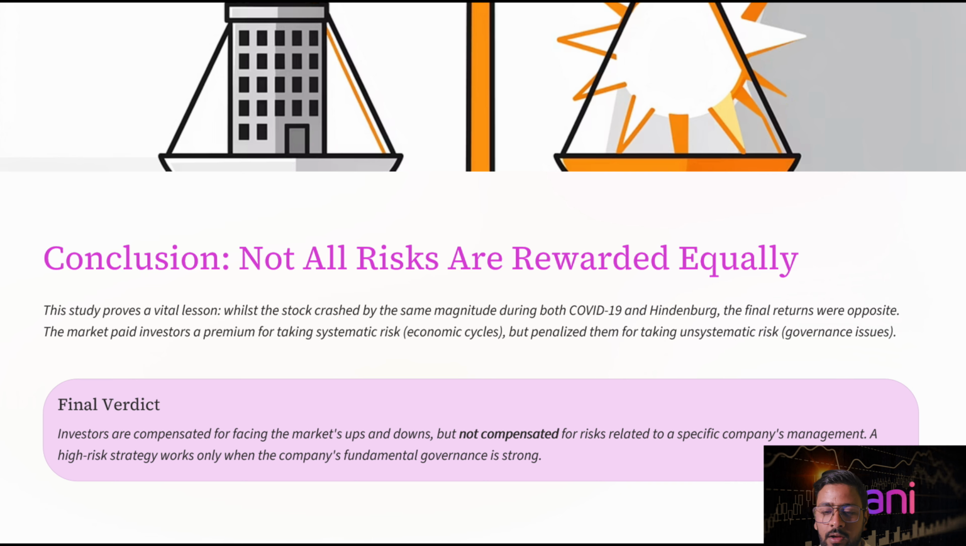So, concluding this presentation, this case study shows us that not all risks are rewarded equally. Investors are usually compensated for taking systematic market risk, but they are not compensated for company specific governance risk. Therefore, high return cannot be sustainable unless corporate governance is strong.